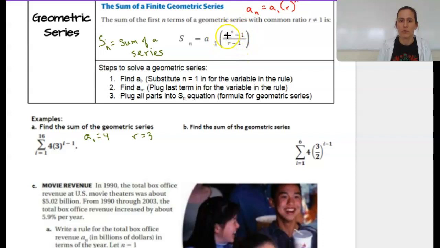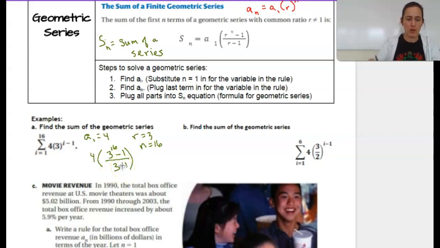So r to the n would be your ratio to that specific term, in our case the 16th term, minus 1, and then divided by your ratio minus 1. Whenever you get that answer, you multiply it by the initial value, in our case 4. Let's plug all that in and see what we get. We would get 4 times, in parentheses, your ratio 3 raised to the 16th power, because n is 16, minus 1, and then over 3 minus 1.